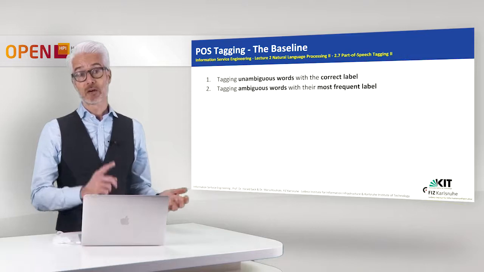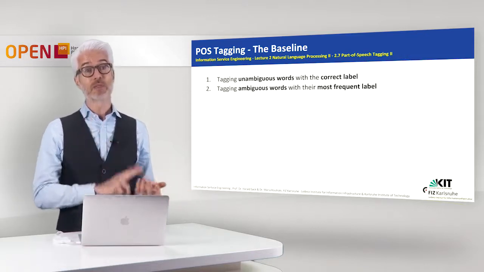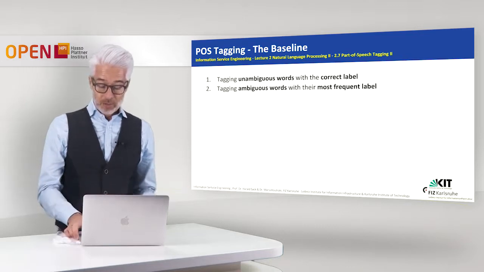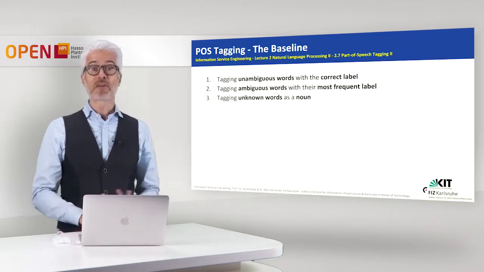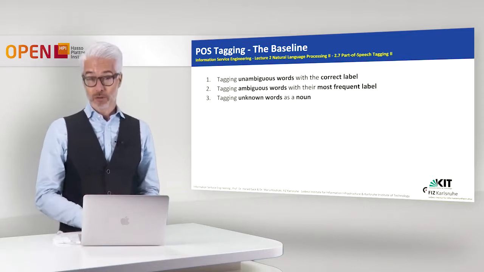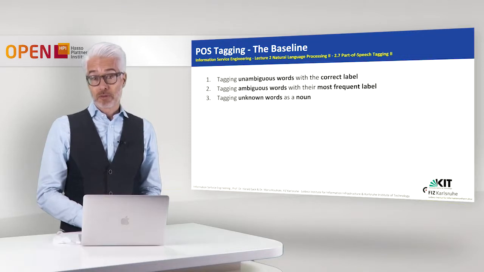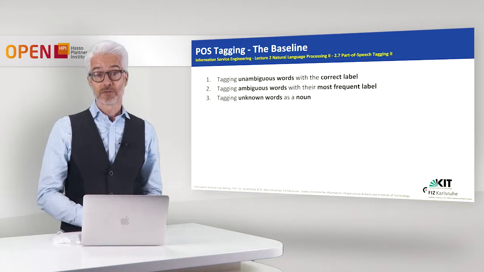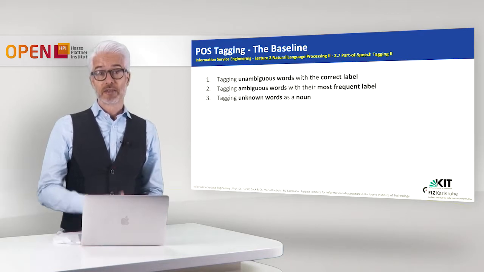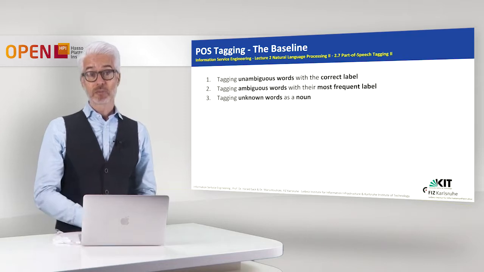Then we have taken care of all unambiguous words and all ambiguous words. Probably there might be something left which is not in our dictionary. So what do we do with the unknown words? Okay, we can say, we don't know the word, probably it's a noun, which in some percentage of all of the cases is correct. So going through the approach in these 3 steps will build our baseline.